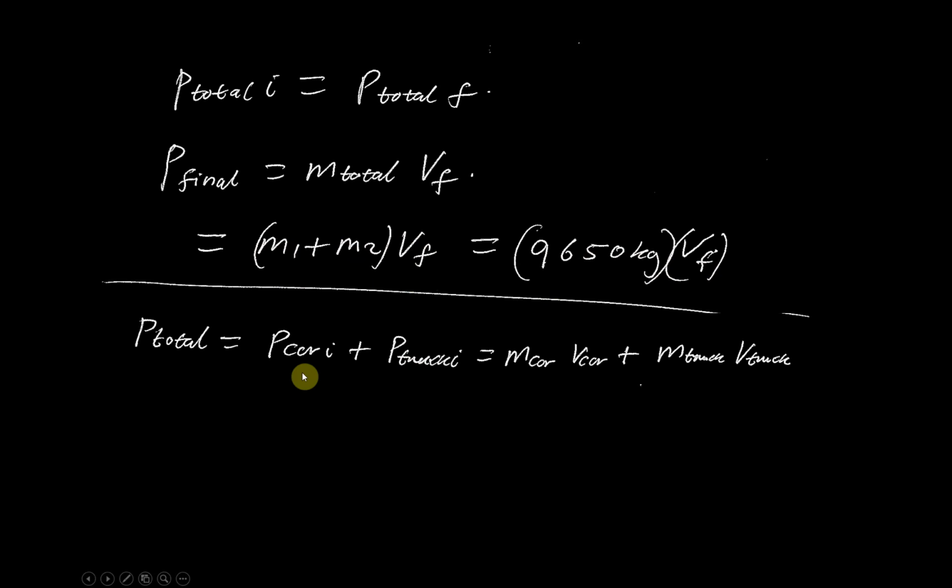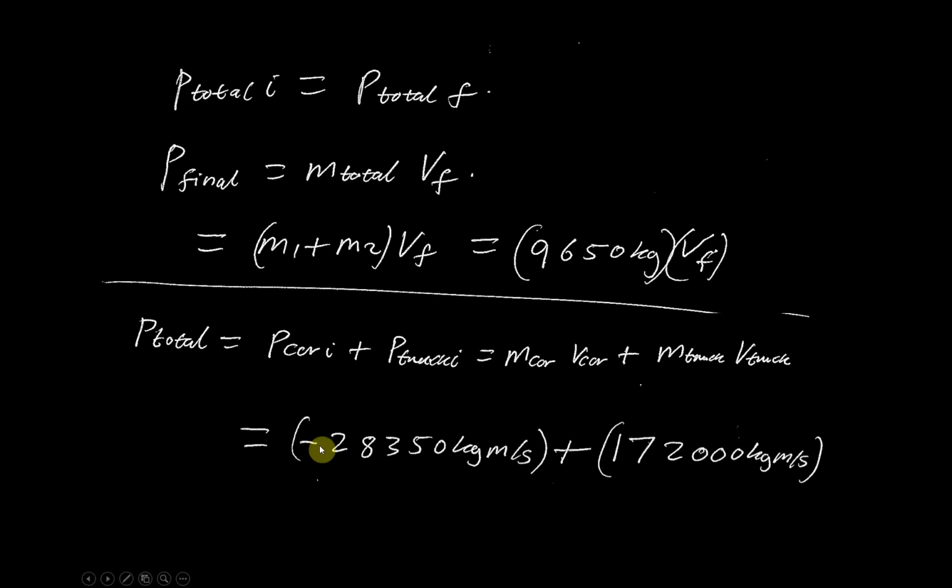So what we have is the total momentum is going to be the initial momentum of the car plus the initial momentum of the truck. So here we have our equation. Here's our initial case, total case. This is going to wind up being 143,650 kilogram meters per second.